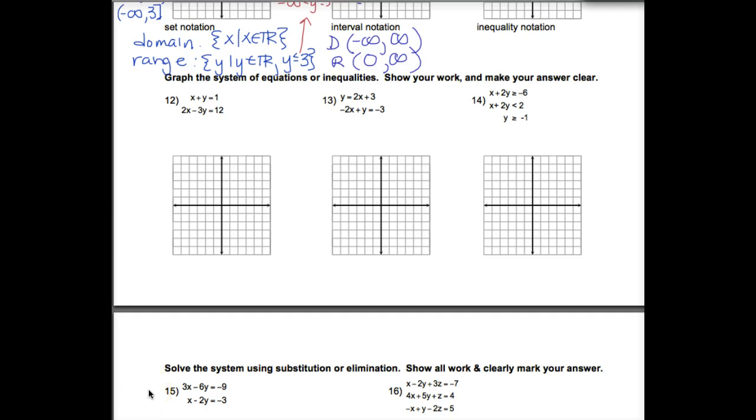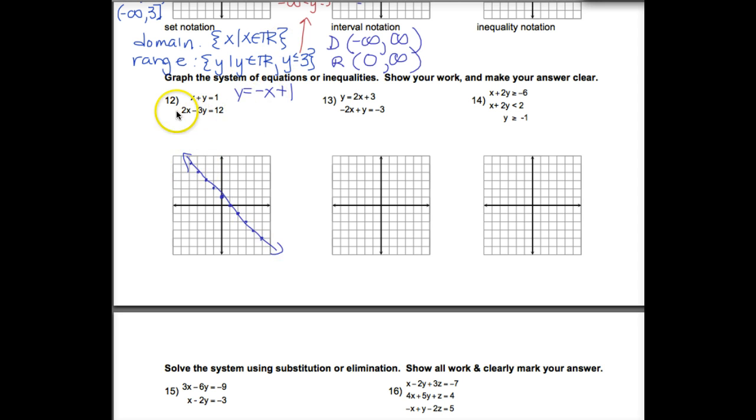Graph the system of equations or inequalities. I'll do one of these two here. This one looks slightly harder because both of them are not in slope-intercept form. So we'll look at this one first. In order to graph, you need to get y alone first. So subtract x. Y is alone, so now I can graph that. So y-intercept at 1, slope of -1. So down 1, right 1, all the way across, and up 1, left 1, all the way across. So there's my blue line.